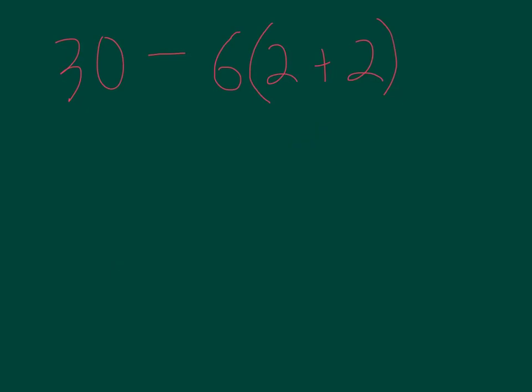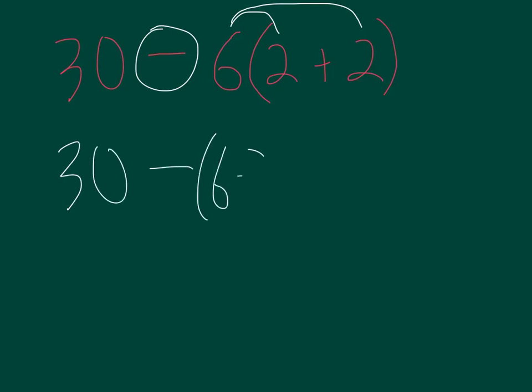So I'm going to do 6 times 2, and I'm going to do 6 times 2 over here. But remember, I am subtracting everything that's there. So I'm going to say 30 minus 6 times 2, and another 6 times 2, correct?